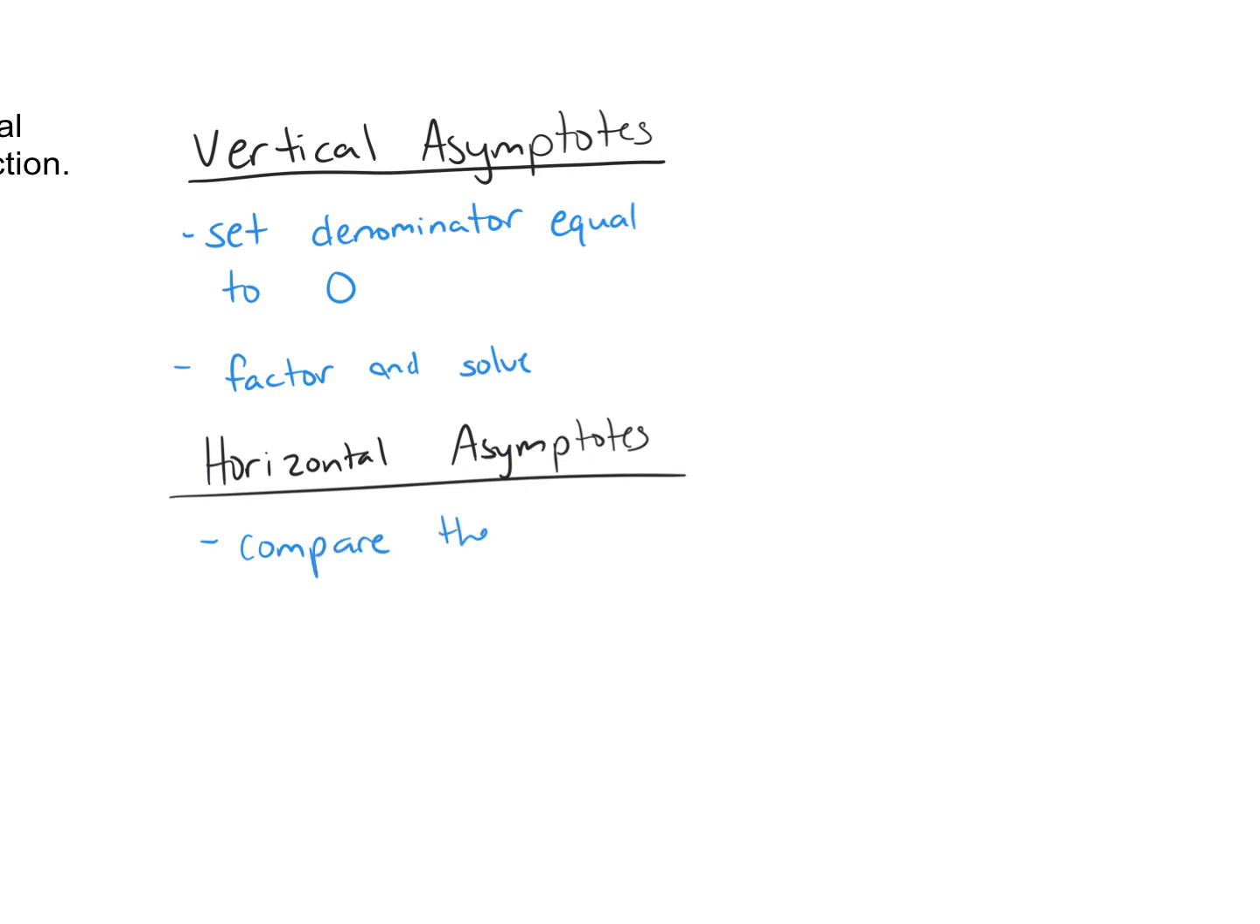Compare the degrees. Compare to the degrees of the numerator and the denominator. Okay, and then remember with the horizontal asymptotes, this came with the 3 different cases. That tells you what the answer is. Okay, and you can use those cases on your notes.